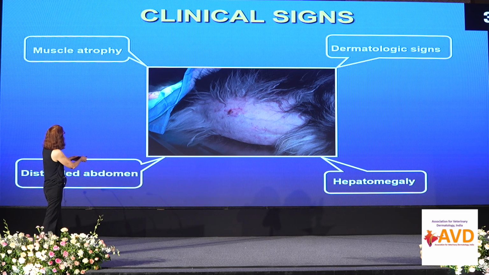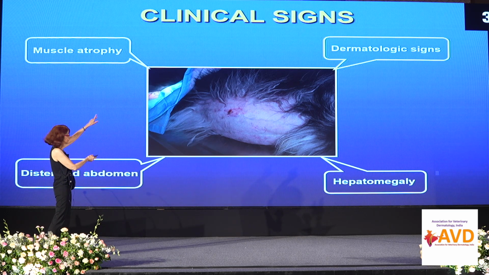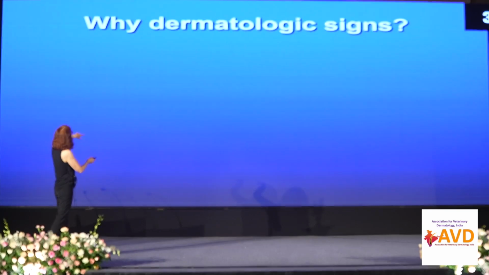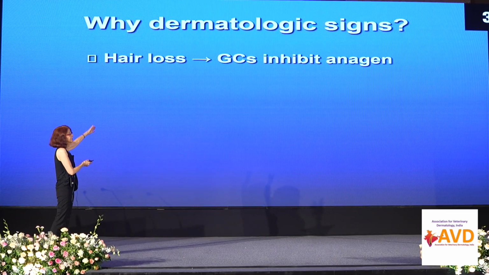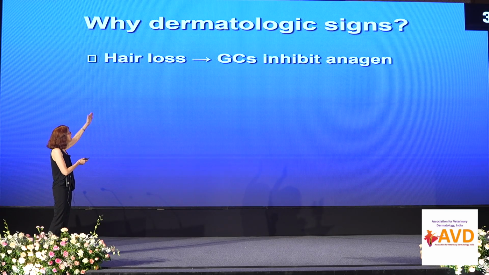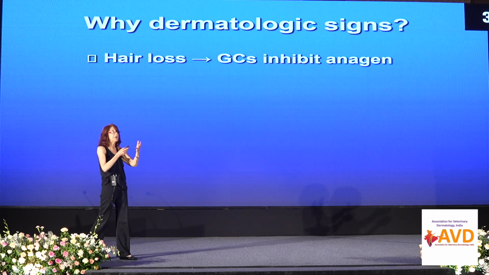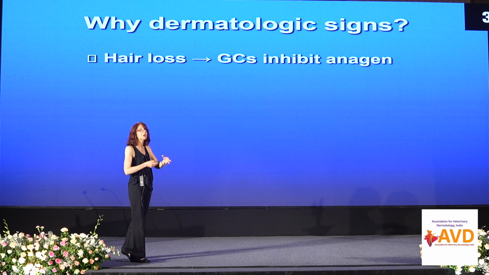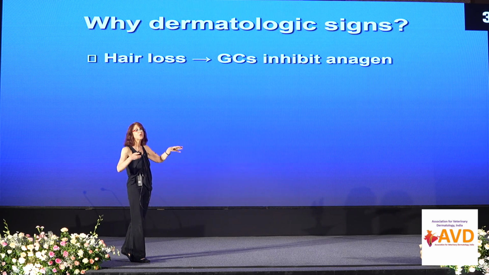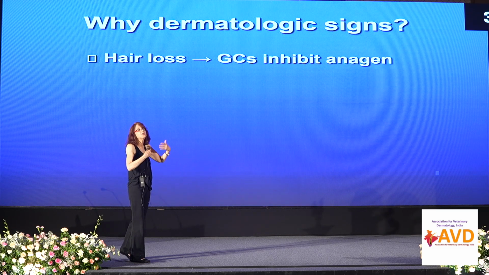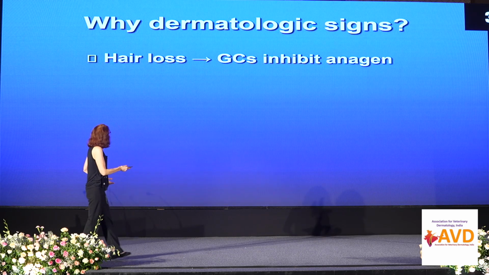And here's why. Okay, we'll look at skin here a little bit. Okay, hair loss. Glucocorticoids inhibit anagen. Okay, anagen is that growing phase of the hair follicle. So a lot of hairs will go to the resting stage, telogen, and they don't hold inside the follicle very strongly. So they fall off more easily. Then you see the hair loss in this case.